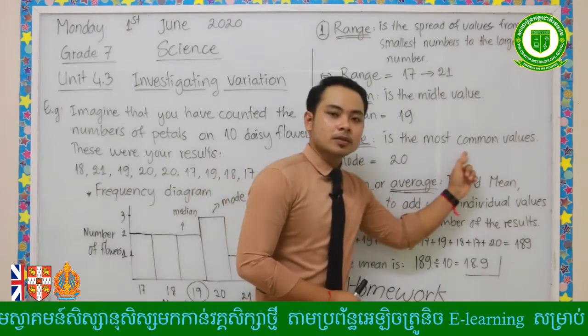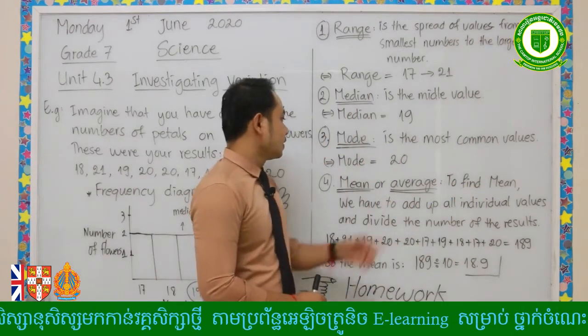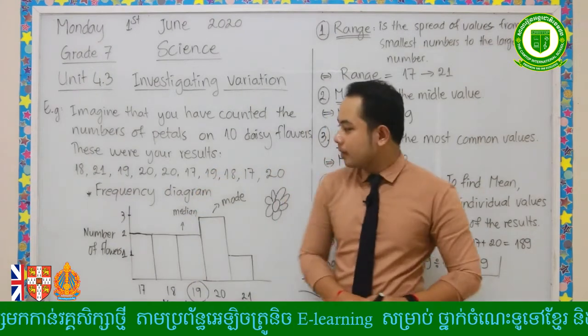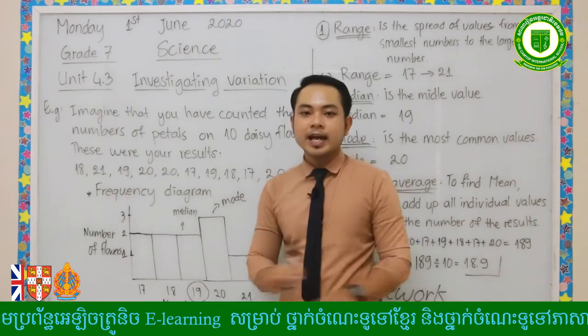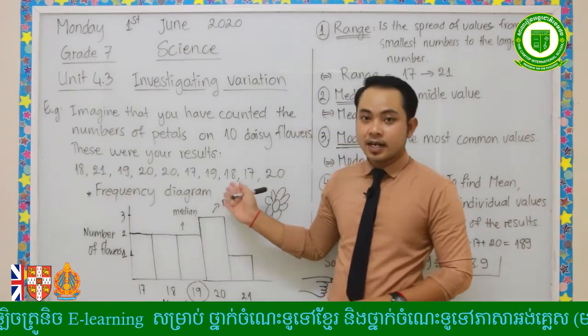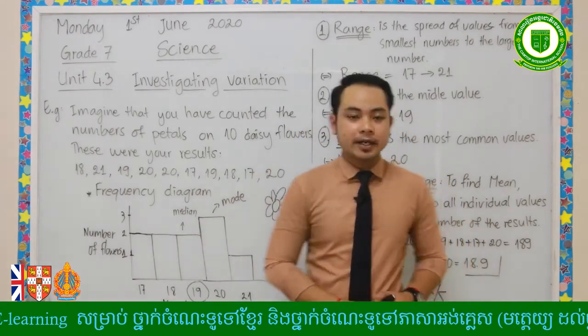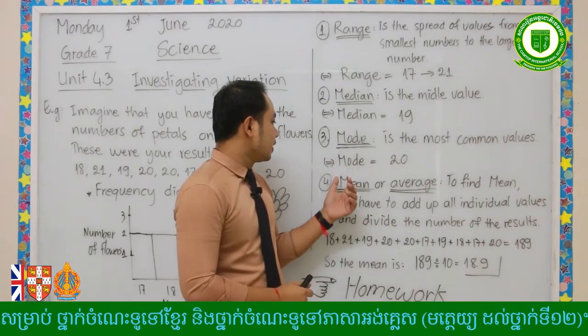Mode is the most common value. So number 20 is the most common value because it has more than the others. 1, 2, 3. It has the most numbers in this category.